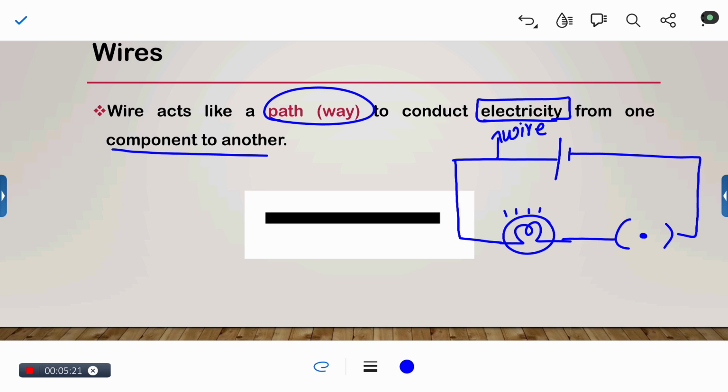Reason, this wire is going to act like a path. For what is it going to act like a path? In order to conduct the electricity from one electrical appliance towards the other electrical appliance. And we need to mention the direction of current. So what current did I mention over here? Is it conventional or electronic? Conventional. Reason, higher potential to lower potential.